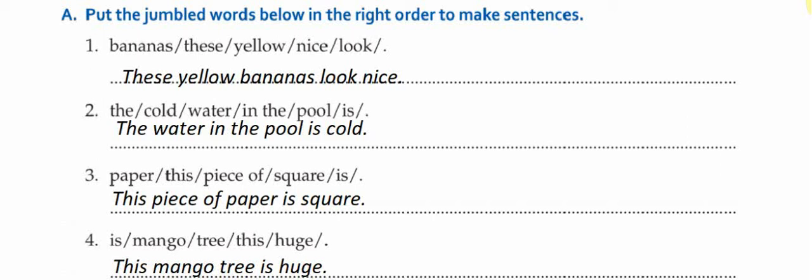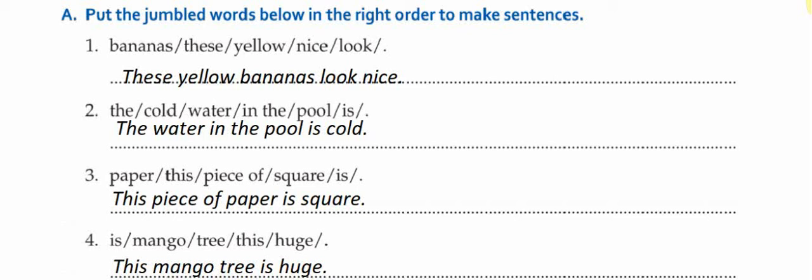The cold water in the pool is. What will be the correct format? The water in the pool is cold. This is how it will be. First the noun will be there, and in the end the adjective will be there. We won't say the cold water is in the pool. Even that will be wrong. The water in the pool is cold.